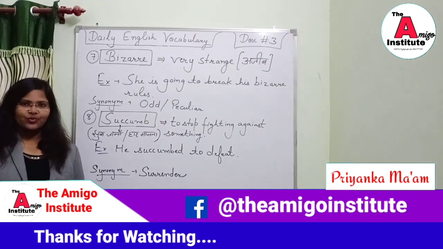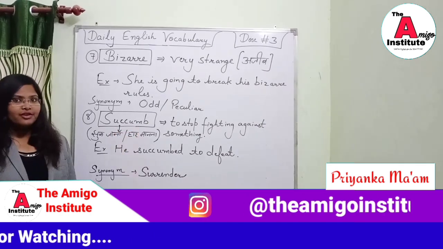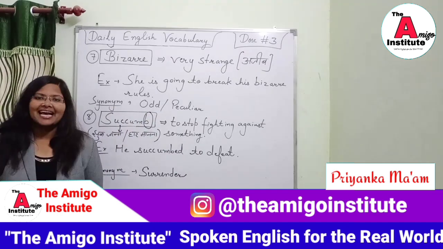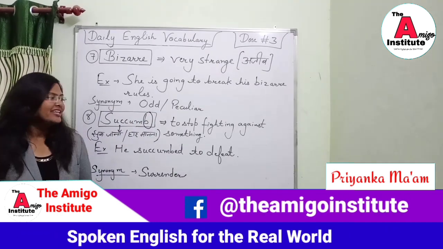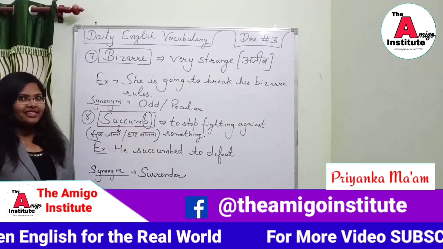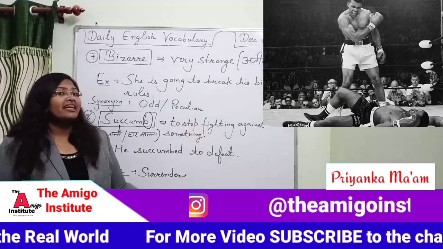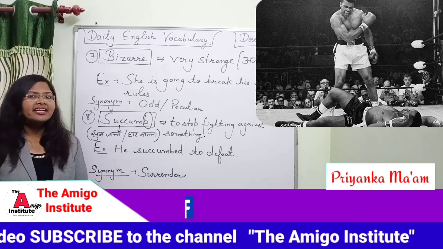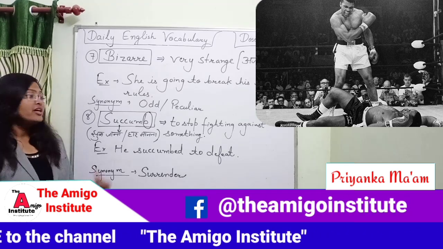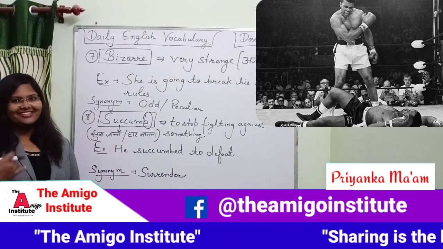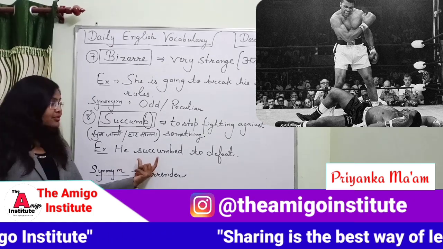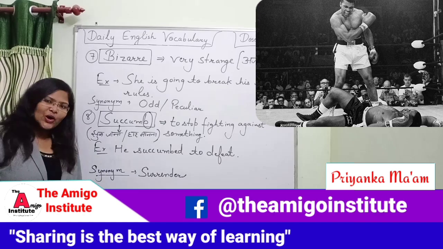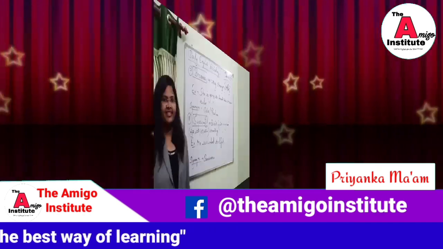Let's move to our next word, which is succumb. Friends, in this word, B letter is silent. You will not pronounce B letter. It is succumb. Its meaning is to stop fighting against something. किसी चीज के आगे हार मान लेना. In Hindi or you can say झुक जाना. Let's take an example. He succumbed to defeat. उसने हार मान ली. Its synonym is surrender.